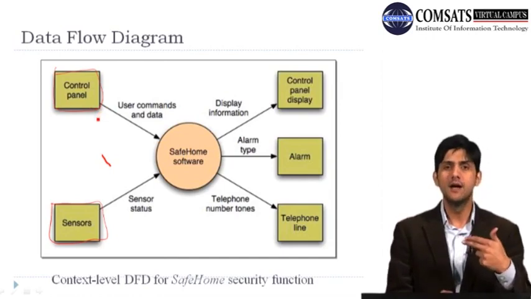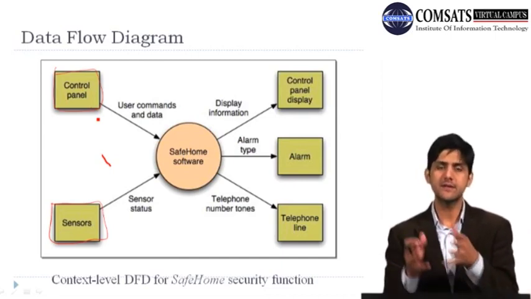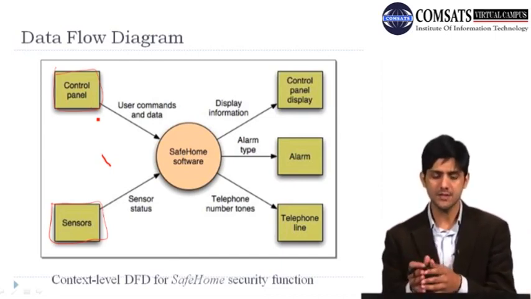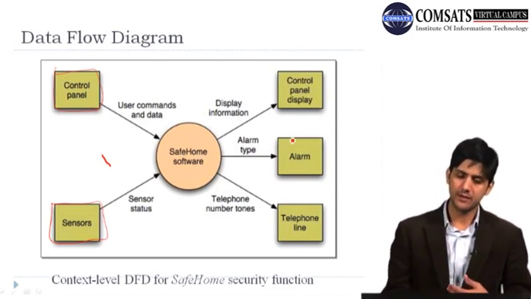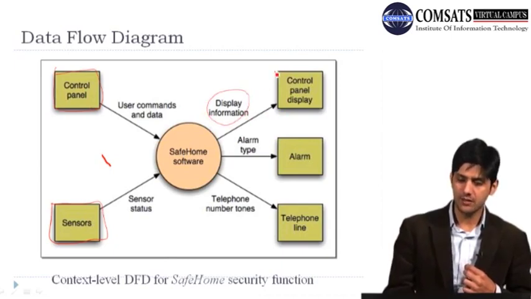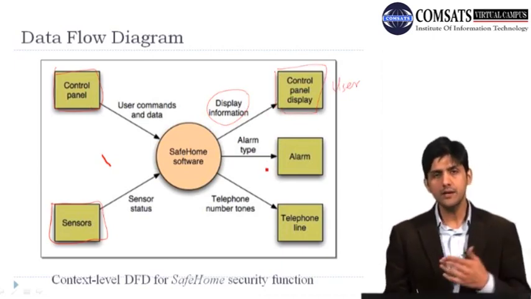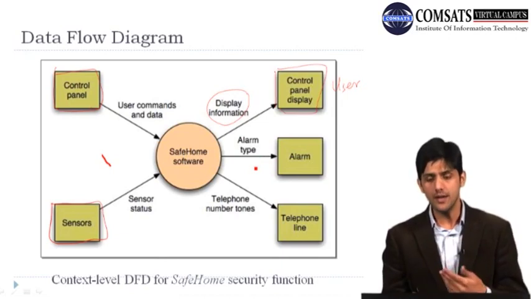Through the control panel, a user is sending his commands and certain data, whereas through the sensor, data is the input to the system. Then there are certain outputs from my system. One output is the display information, which I am sending to the control panel display, and this is for the user. Then there are two other outputs. As I said, there is an alarm also connected to this product, and there is an event which might be sent to the telephone lines.